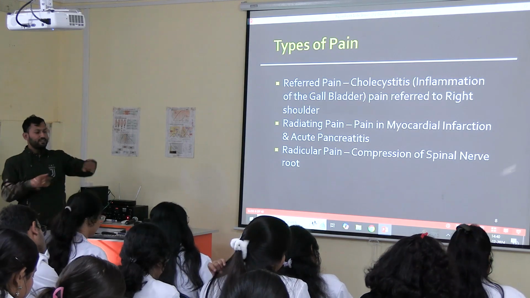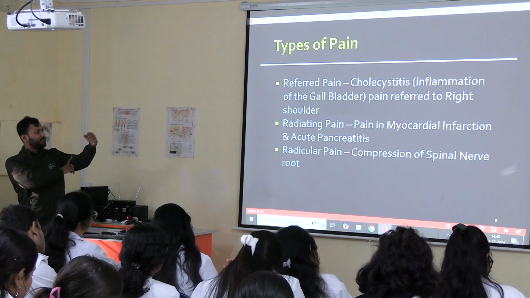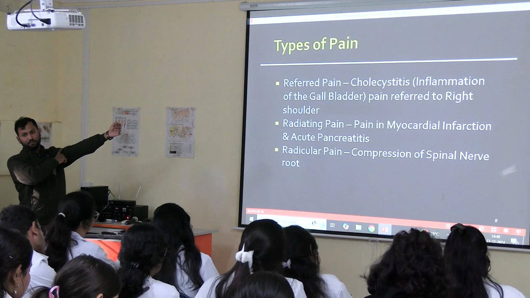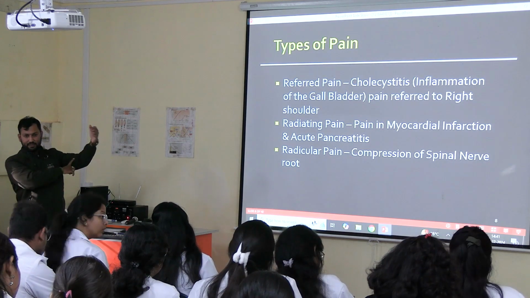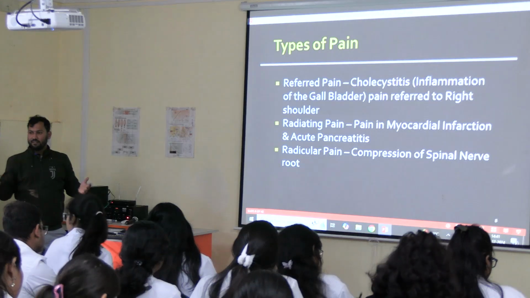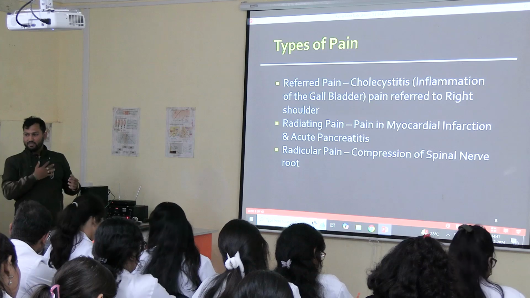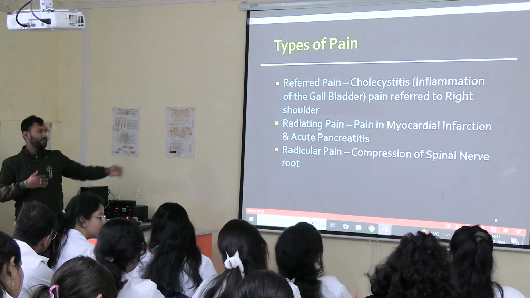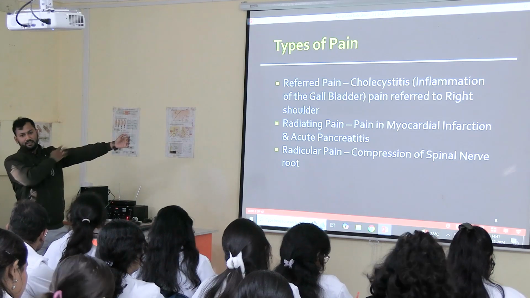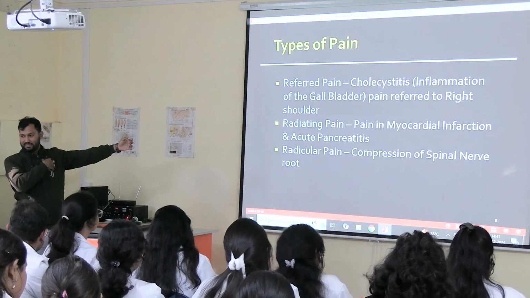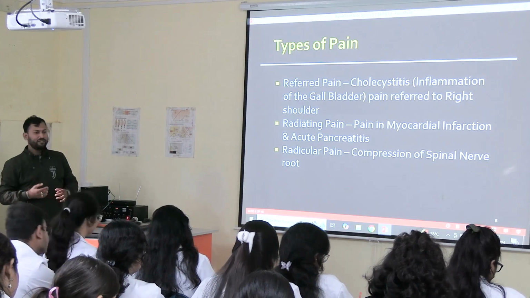In this case, there might sometimes be pain in the arm, pain in the middle of this arm. There might be no pain in the chest area, but pain would be there in the arm. Then if we do the ECG, we will find that the person is suffering from myocardial infarction. That is called radiating pain. Radiating pain means the pain has originated here but you are feeling it there. For example, myocardial infarction.